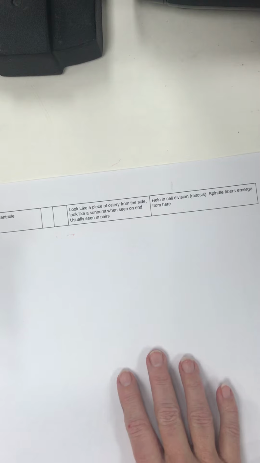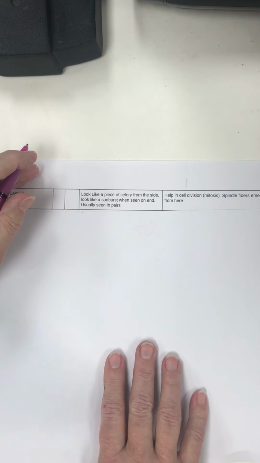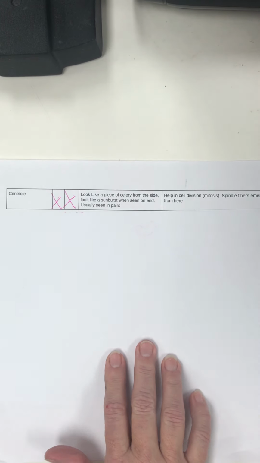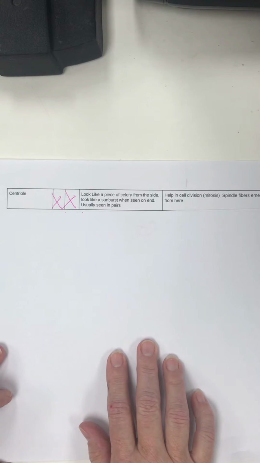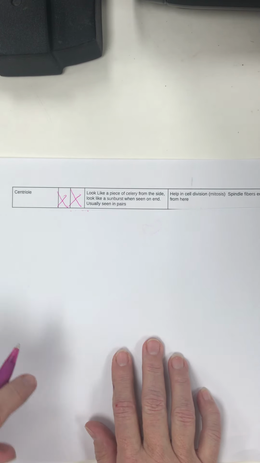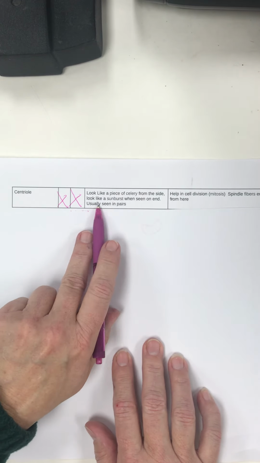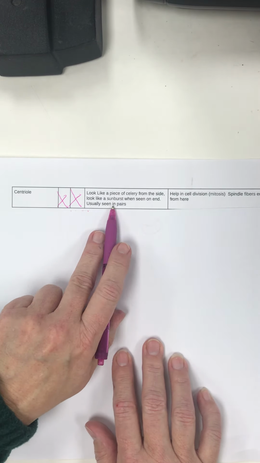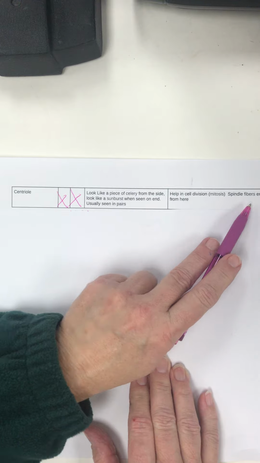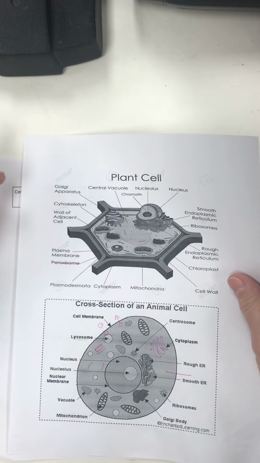The last one is a centriole, and centrioles are in both. They look like a piece of celery from the side and look like a sunburst when seen on end, and are always seen in pairs. They help in cell division, mitosis. Spindle fibers emerge from here. So let's look at our diagram.